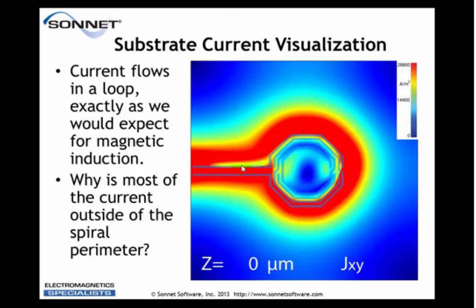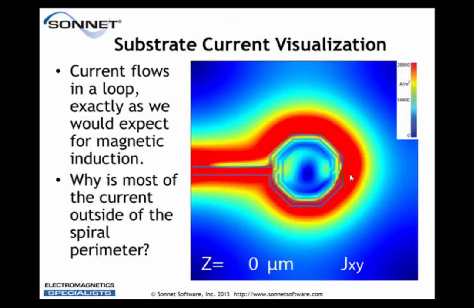A little bit of a problem. Why isn't it centered? We're using a symmetric excitation. Well, it's 1 volt on this line and 0 volts on this, so it's not quite symmetric. What's going on here? And also another problem, why is the current outside of the spiral inductor? It seems like a magnetically induced current would be strongest where the B field is strongest. It would be inside the inductor.